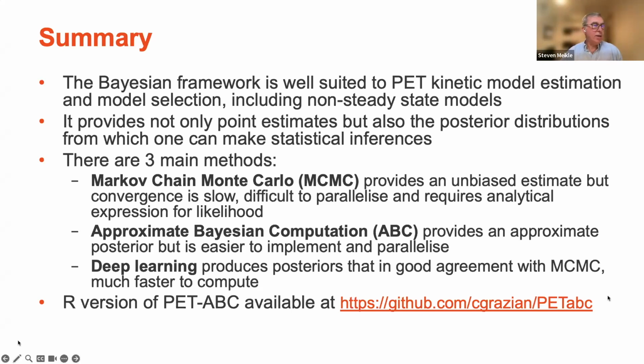For those who are interested to try out these methods, we have made an R version of PET ABC available on GitHub. This is not a particularly fast implementation, so it's probably only suitable for analyzing ROI data, but we will be uploading the voxelized version implemented in Python very soon as well.